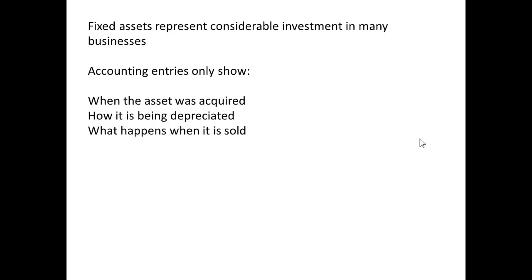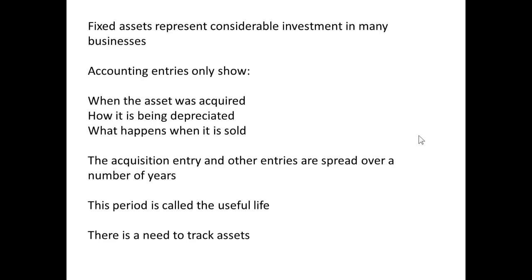Fixed assets. What are fixed assets? Well, the more common term these days is non-current assets. So we're looking at plant, building, equipment, machinery, motor vehicles, things of that nature. And they represent a major investment in most businesses. So the accounting entries will show when the asset was acquired, how it's been depreciated, what happens when it is sold. Of course, there could be several hundred assets in a large company, and the accounting entries would be spaced over many years. So if you tried to trace them from the accounting entries, that would be an almost impossible task.